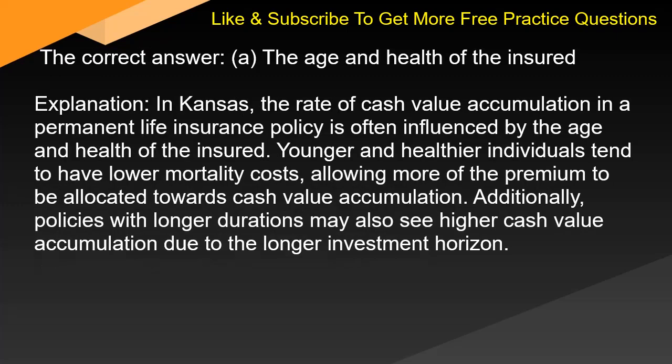The correct answer, A. The age and health of the insured. Explanation. In Kansas, the rate of cash value accumulation in a permanent life insurance policy is often influenced by the age and health of the insured. Younger and healthier individuals tend to have lower mortality costs, allowing more of the premium to be allocated towards cash value accumulation. Additionally, policies with longer durations may also see higher cash value accumulation due to the longer investment horizon.